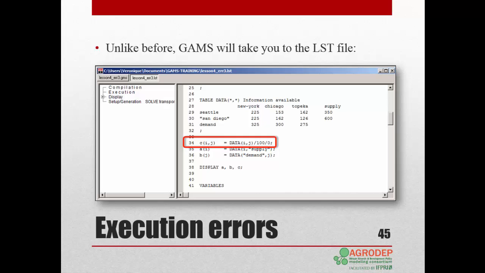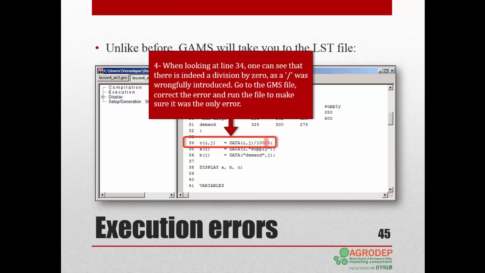Once you have identified line 34, you see that a slash was introduced erroneously. Go to the GAMS file and correct the error. Run the model again to make sure it is free of any errors.